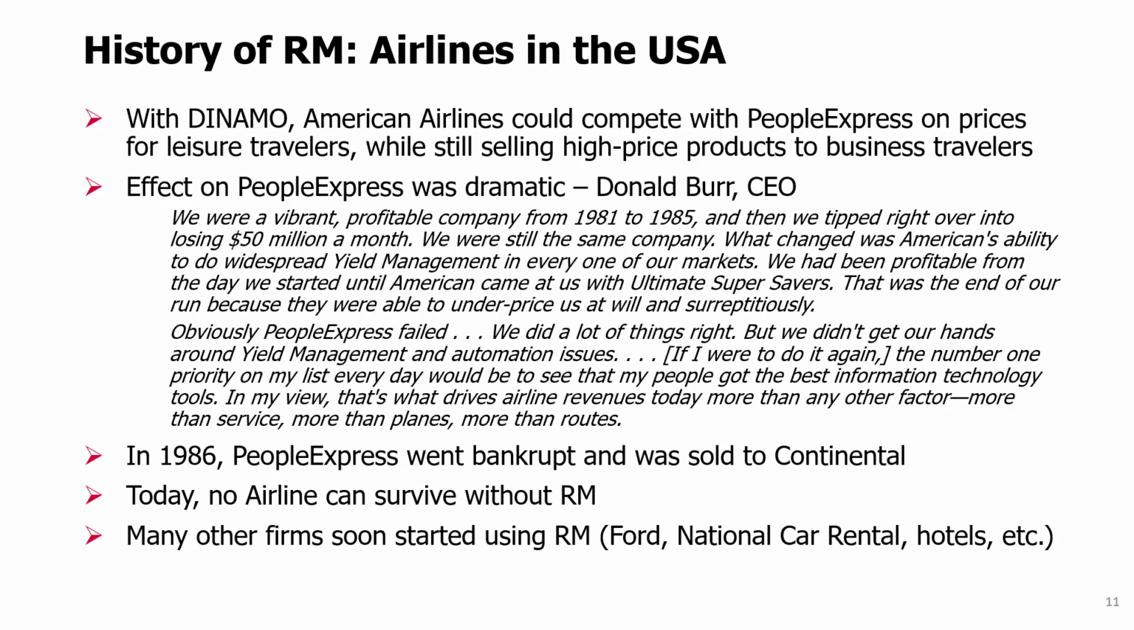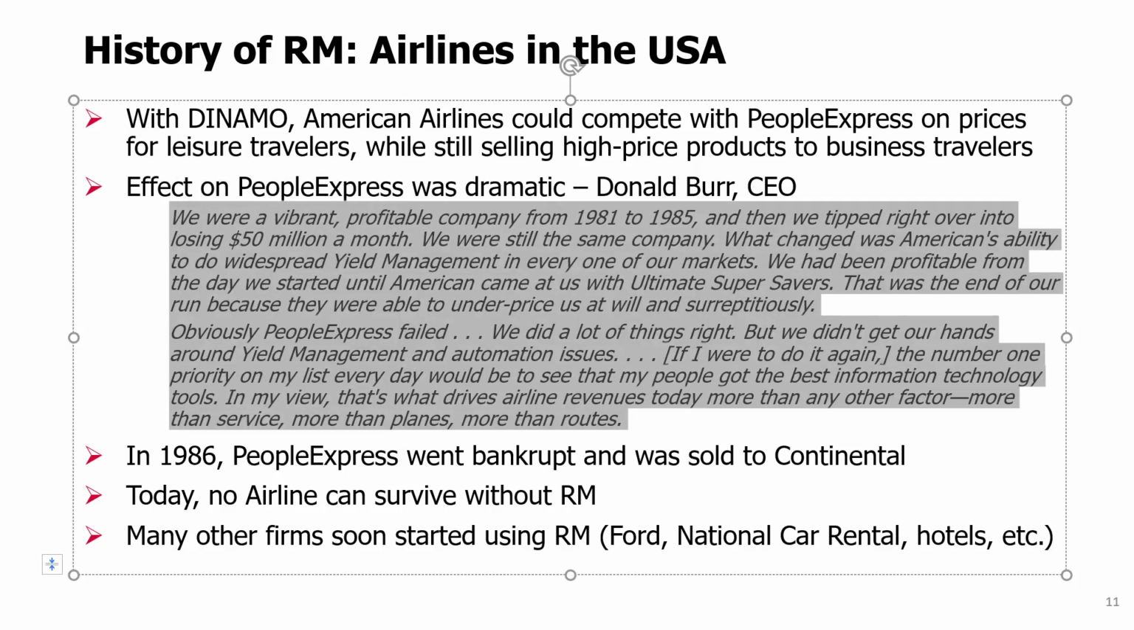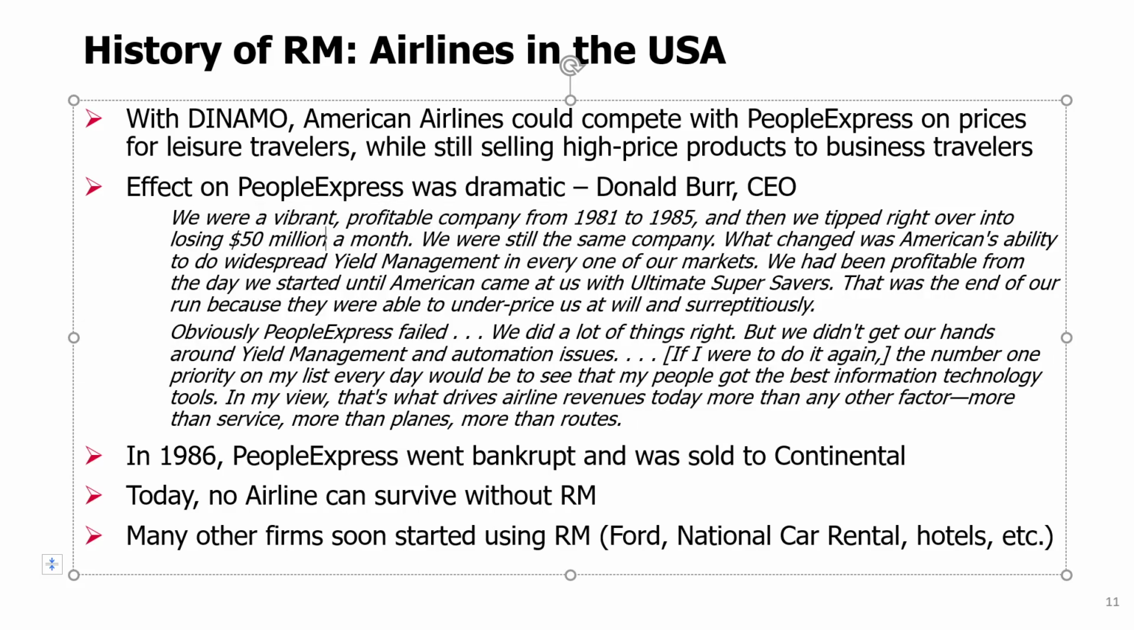Donald Burr, CEO of People Express, said this: "We were a vibrant, profitable company from 1981 to 85, and then we tipped right over into losing 50 million a month. We were still the same company. What changed was American's ability to do widespread yield management in every one of our markets. We had been profitable from the day we started until American came at us with the ultimate super savers.